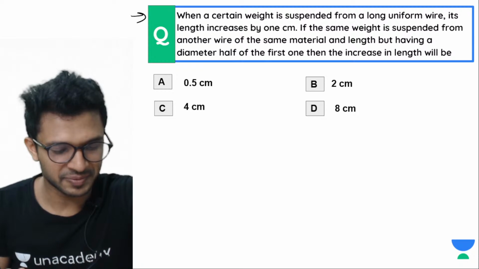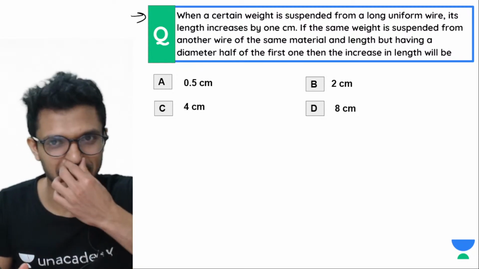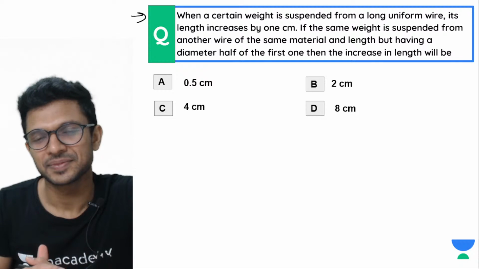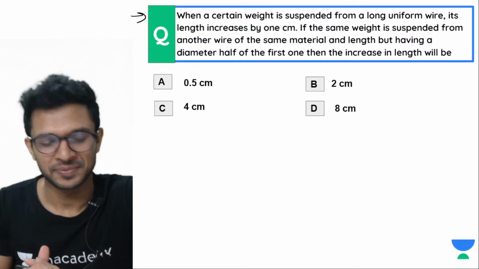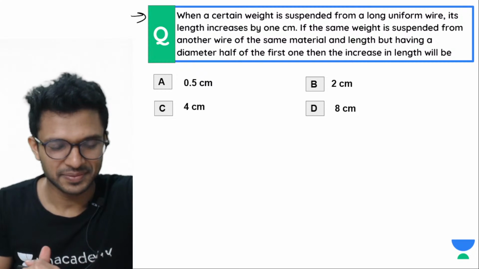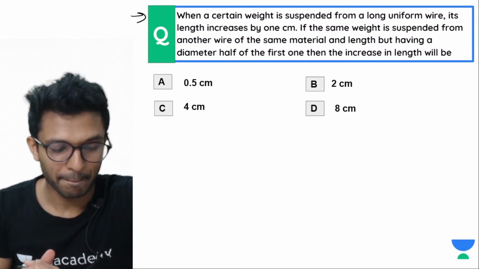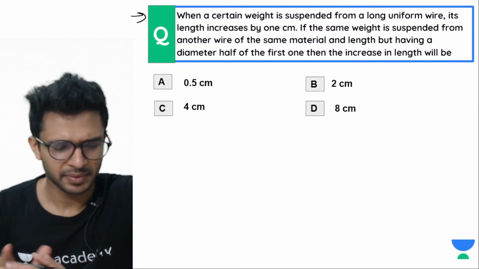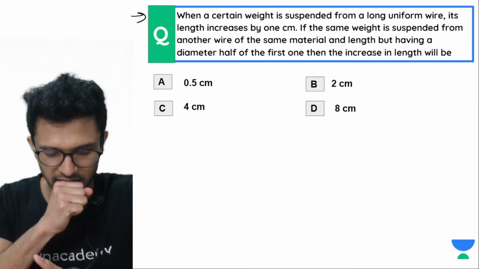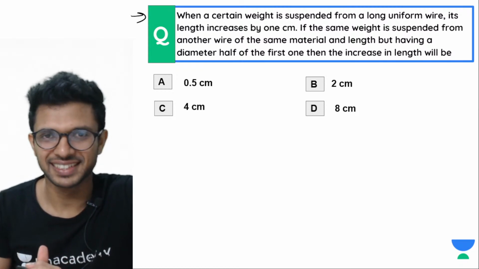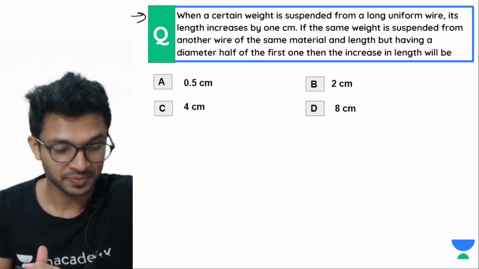So tell me the answer. Tell me the answer. Quickly, quickly, quickly. Anyone? It's a time for you all to do it. Last 15 seconds you all have.